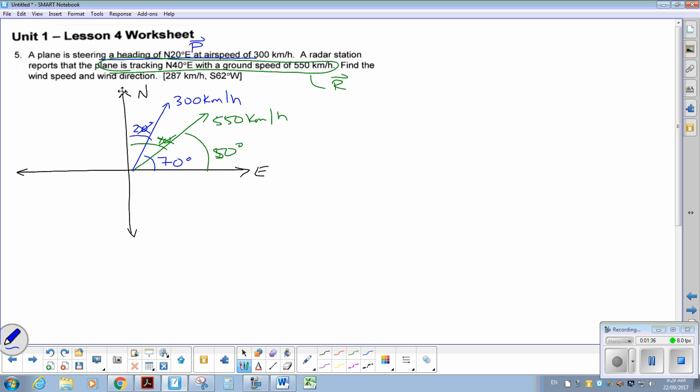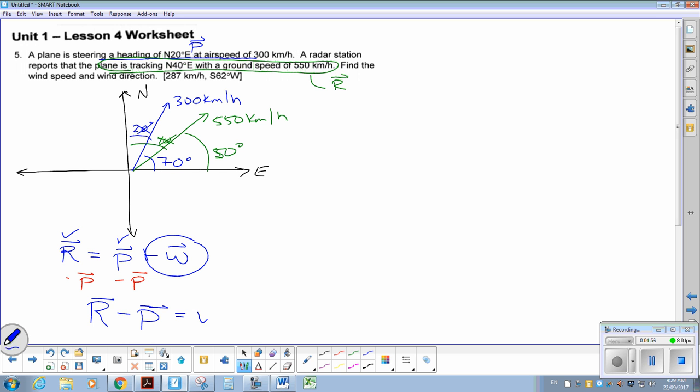So our standard formula is the resultant equals the plane velocity plus wind velocity. But in this case, we know the resultant, we know the plane, and we're looking for the wind. So using algebra, we can rearrange the equation. We get the resultant minus plane is going to equal the wind, and this tells us how to stack our equation. So I'm going to start with the resultant. I'm going to subtract the plane, and what will come out of that is my wind vector.